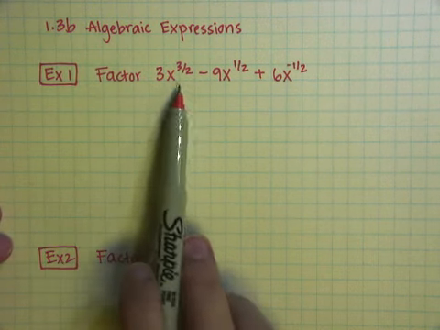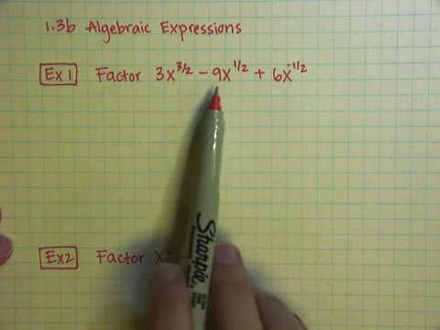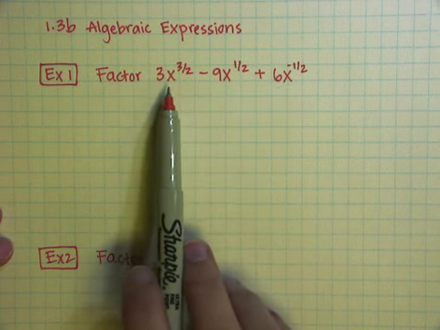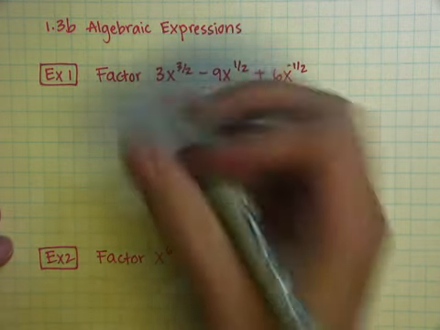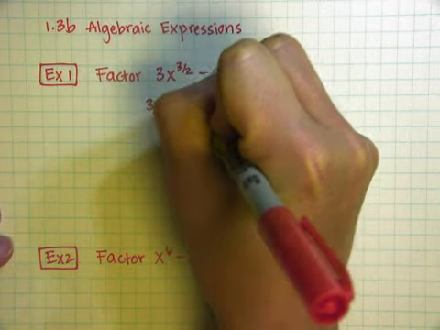Now, when you're asked to factor something with fractional exponents, this can get a little confusing, and I think the first thing you want to do is just look for things that they have in common. Start at the easiest place. So I see that they all have a 3 in them, so I'm going to go ahead and factor the 3 out. That makes it look a little bit easier.